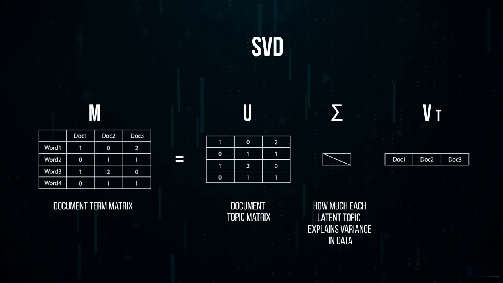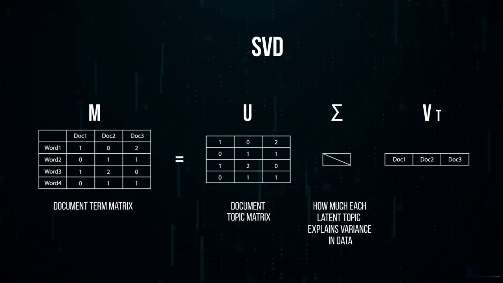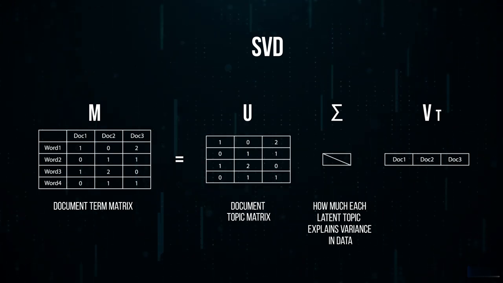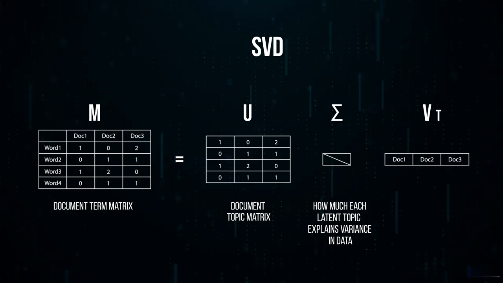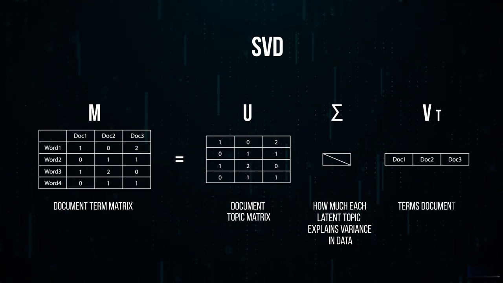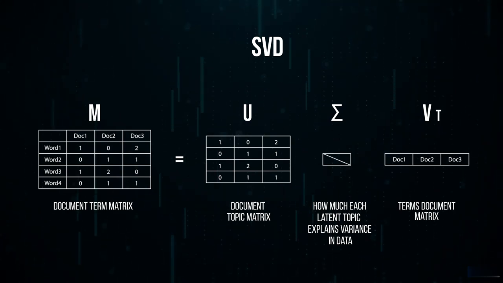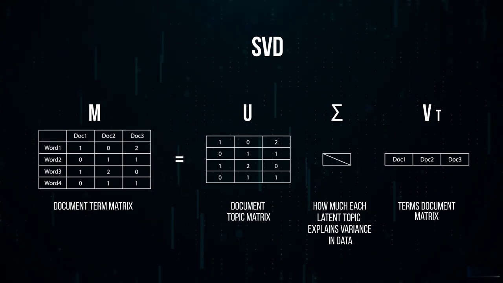Sigma is a vector, where the values express how much each latent topic explains variance in the overall data. And V^T is our term document matrix, where our rows are our topics and our columns are our terms. The small t just means this is transposed.